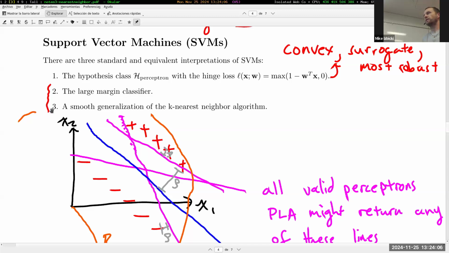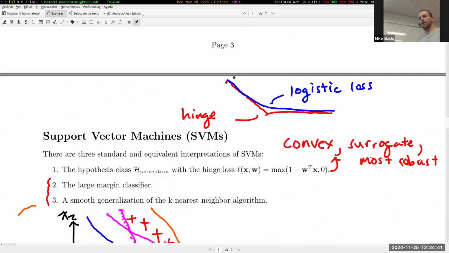There are 3 equivalent ways of talking about support vector machines. Method 1 over here, we talked about maybe about a month ago in class now. A support vector machine is the hypothesis class H-perceptron, where you are learning that hypothesis from the hypothesis class using the hinge loss, which is defined right here. We talked about this when we were talking about gradient descent versus stochastic gradient descent versus second-order gradient descent. We also talked about this in comparison to logistic regression, that both the hinge loss and the logistic loss look very similar to each other.